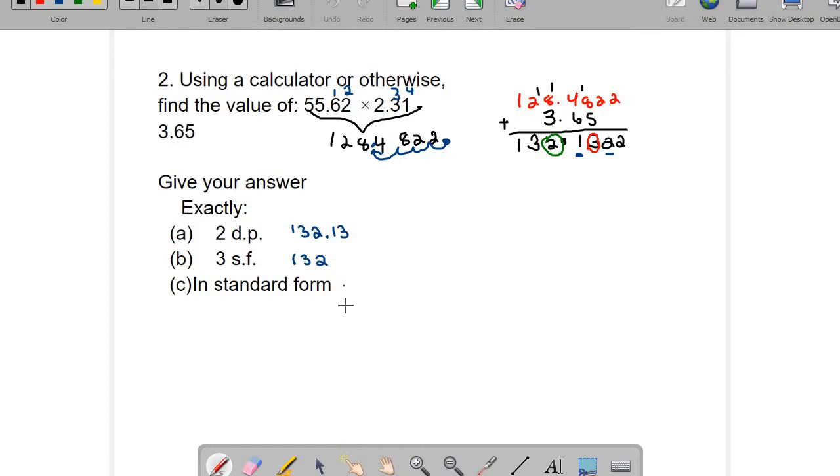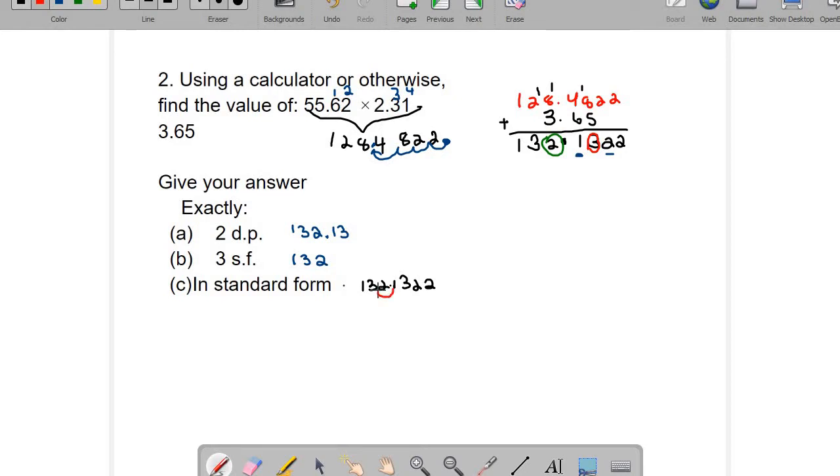Okay, for standard form, you're going to move the decimal point in your number until you get a number that is 1 or more but less than 10. So our number is 132.1322. This number is not 1 or more but less than 10, so we're going to have to move this decimal point.